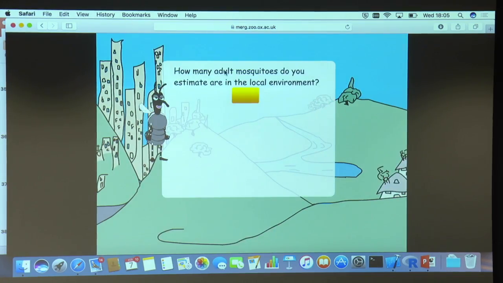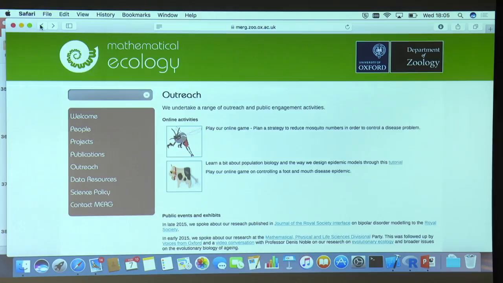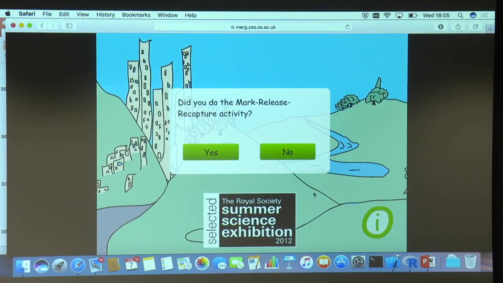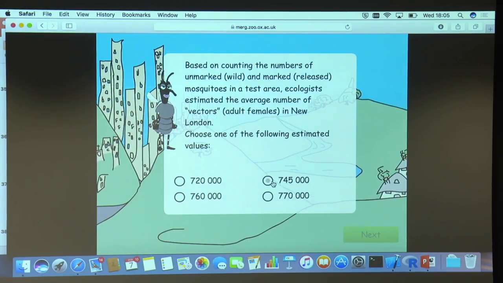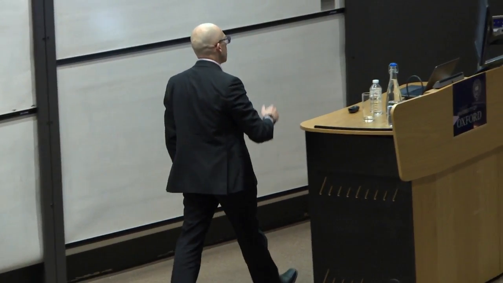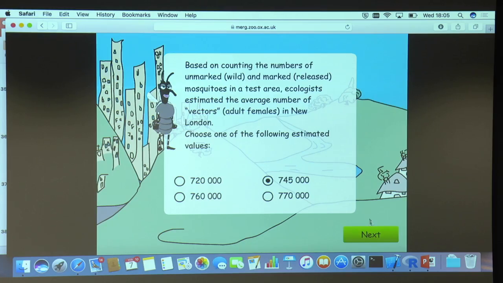Oh, that was the wrong one. Damn. Let me just go back. Did you do the mark recapture? No, I did not. Okay, so we're just not going to do it, because with little kids we get them to run around and they can find mosquitoes and we can do all this stuff. So we're going to pick a number of how many mosquitoes we want in the population.